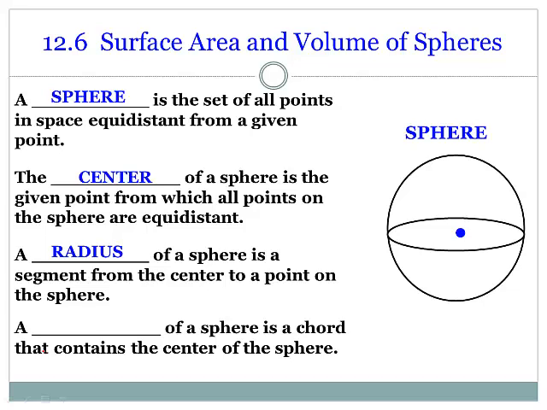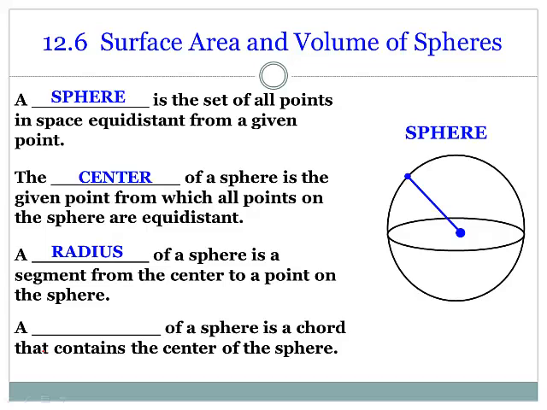So the radius of a sphere is the segment from the center to a point on the sphere. So this is the radius. So it goes from the center and it goes out. So imagine that center point inside your basketball, taking a string and stretching it and touching the inside part of the basketball.